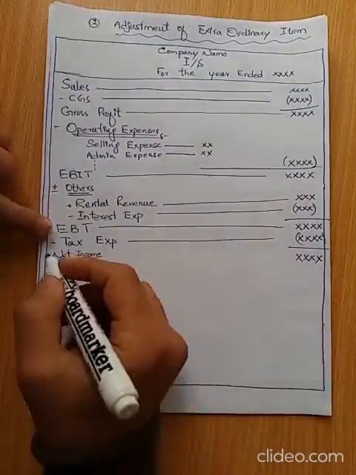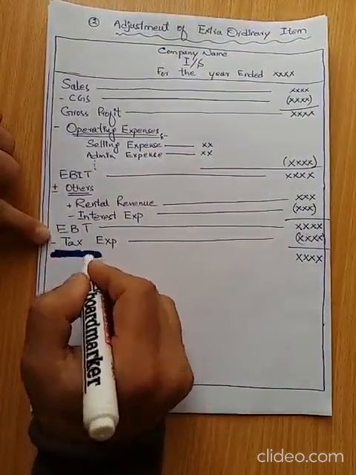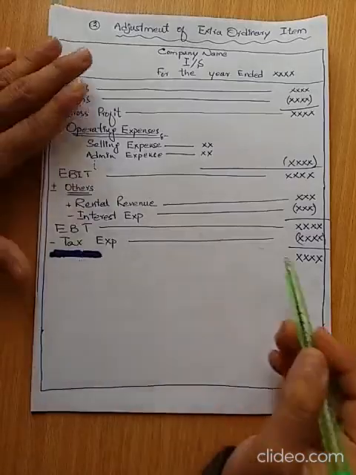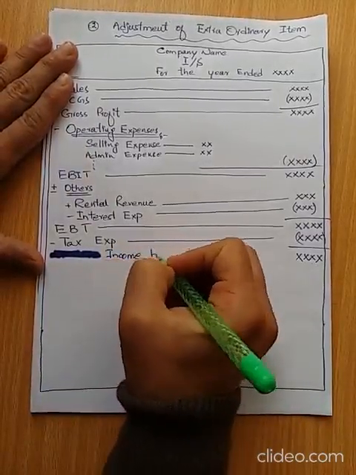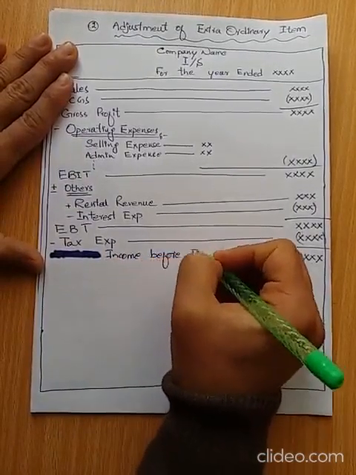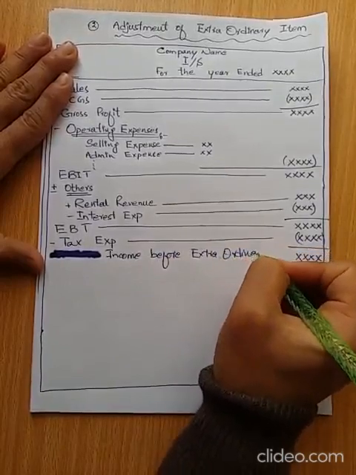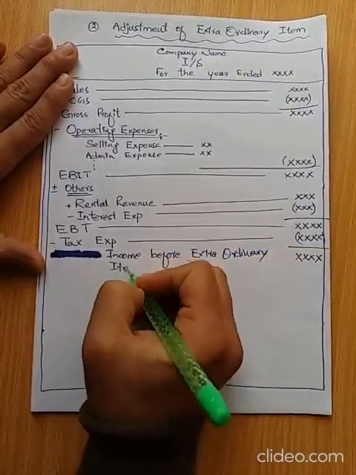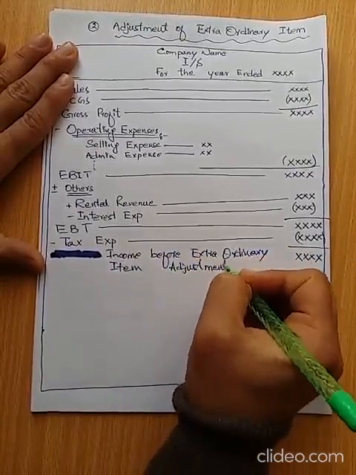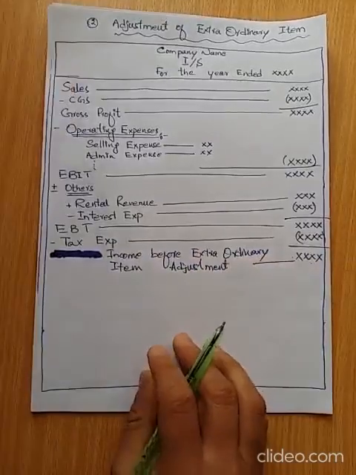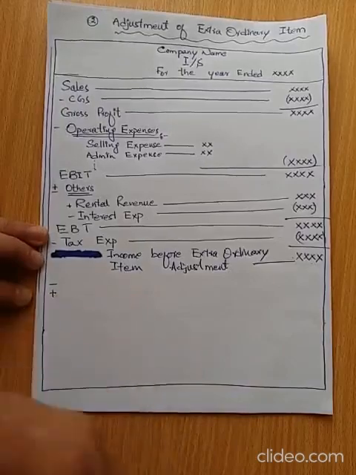Now as we have an extraordinary item present in the company, we cannot use the net income name here. This figure would be called income before extraordinary item adjustment, which means that I have not done any extraordinary adjustment yet, and this is the income at this point in time. Then if it is a loss, I'm going to minus it. If it is a gain, I'm going to plus it.